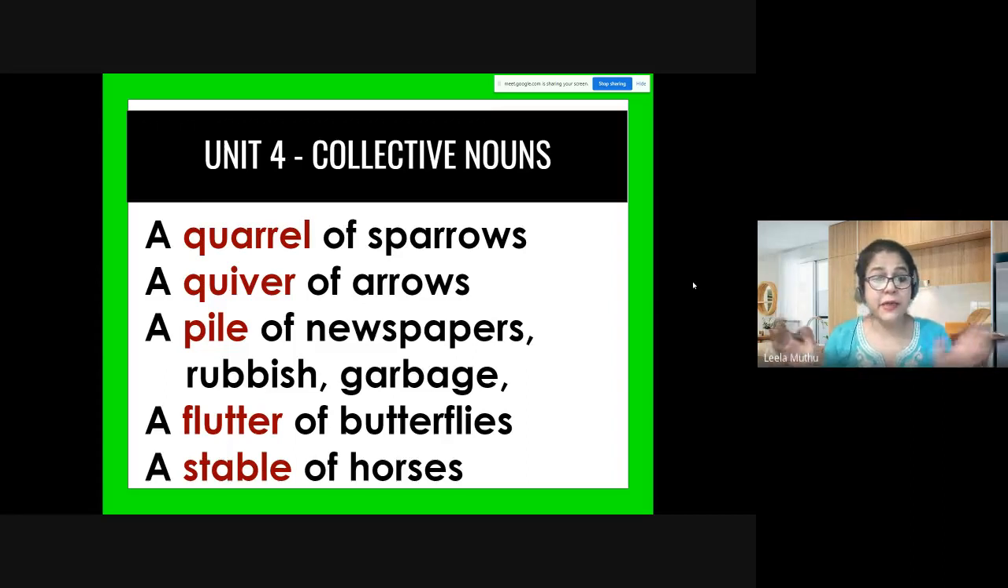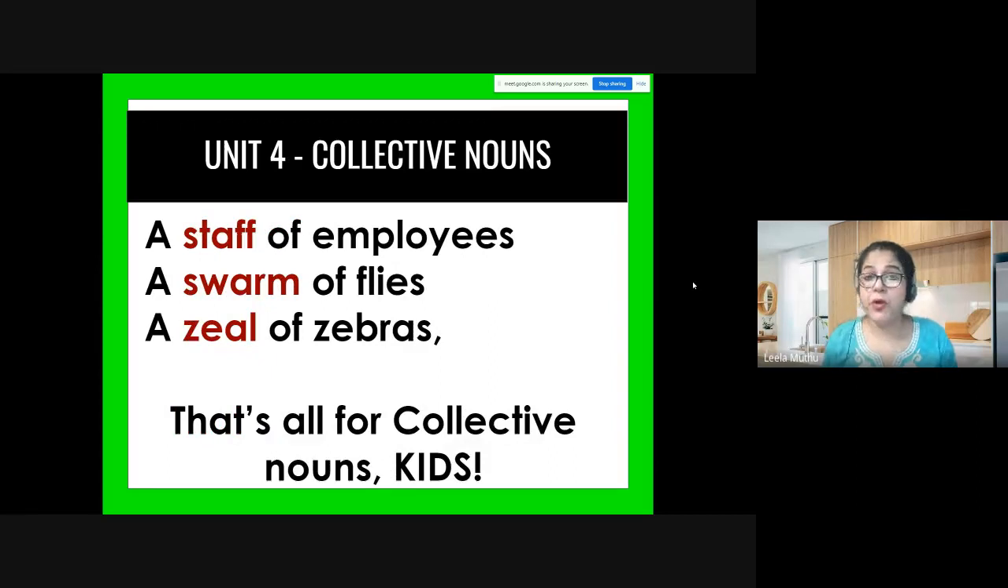they probably all sounded like they were having an argument. Probably that was it. A quiver of arrows, a pile of newspapers, rubbish, and garbage. A pile of garbage, smelly. A flutter of butterflies. This is actually my favorite collective noun. It sounds absolutely beautiful. You can almost imagine a flutter, all the butterflies flying away, together with a flutter of wings. A stable of horses, a staff of employees, a swarm of flies, and a zeal of zebras.